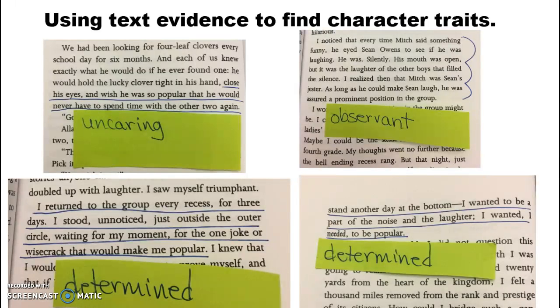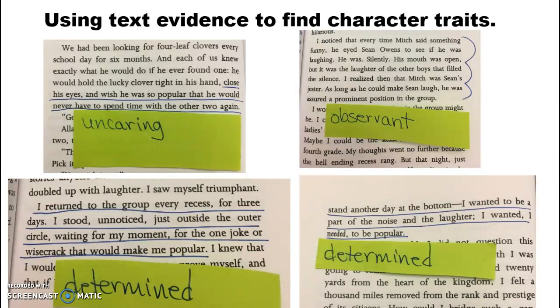So as I read that, I'm thinking to myself, wow, he's really paying attention. He's watching every move that they make, and he's learning about them. What does that show about Will? To me, it shows that Will is observant. So I'm going to add a sticky note to my text that Will is observant.